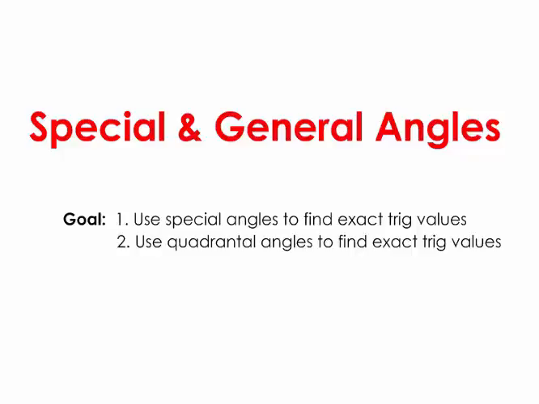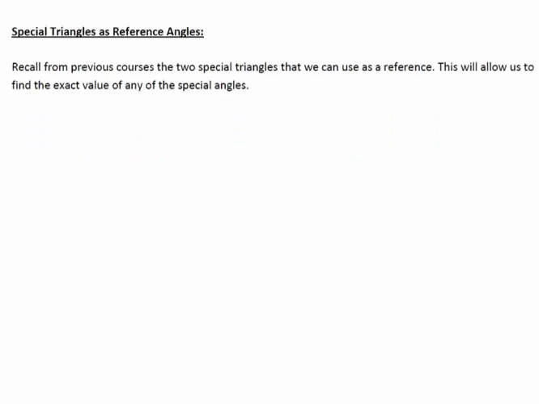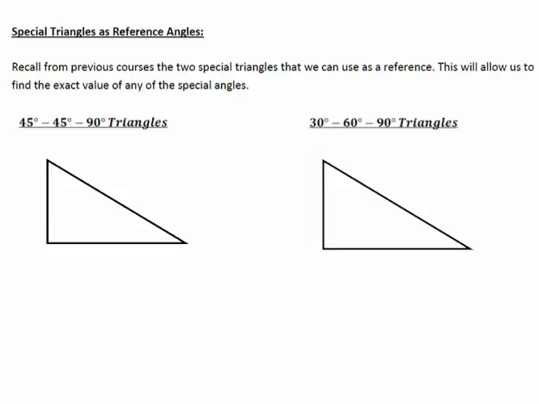So let's look now at special and general angles and finding their exact values. Now, if you remember from previous math courses, there are certain triangles we call special triangles, and we're going to use these as our reference. And from these triangles, we can find the exact value of any special angles.